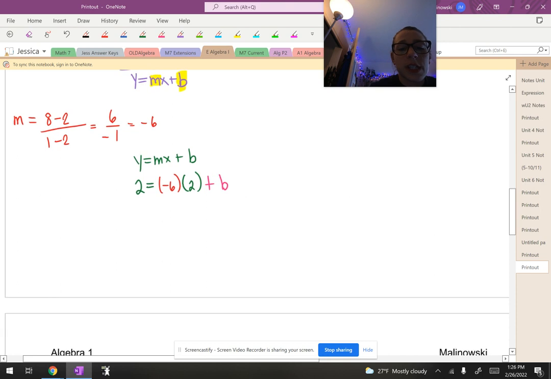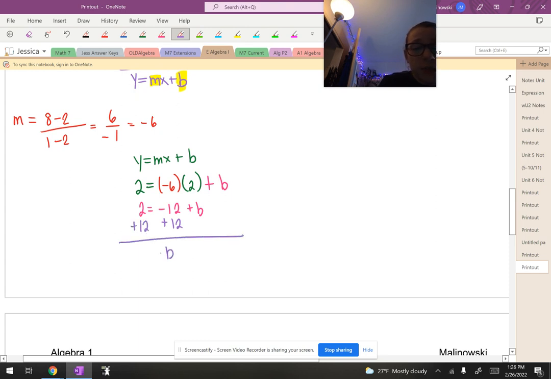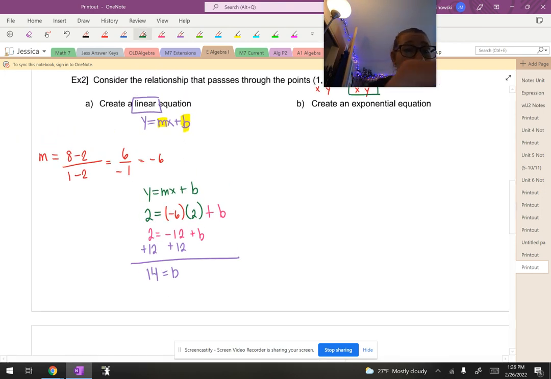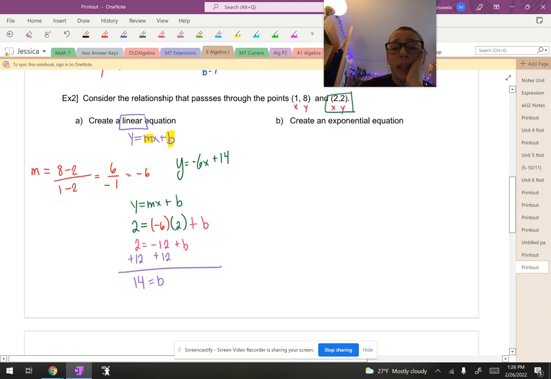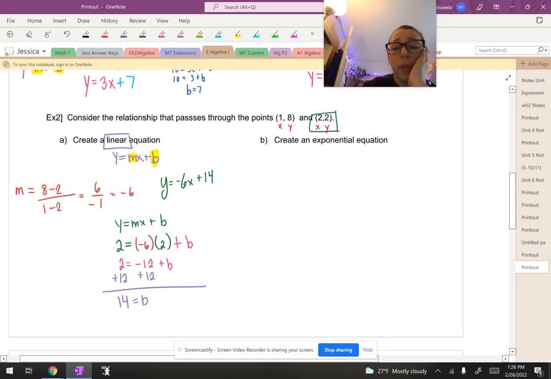All right, so negative 6 times positive 2 is going to give me negative 12. Getting rid of that negative 12 would involve adding it to the other side. So b is equal to 14. So my final equation would be y equals negative 6x plus 14. And negative 6 makes sense as my slope because if I'm starting at (1, 8) and I'm going down to (2, 2), 8 to 2, that's showing that it's decreasing.